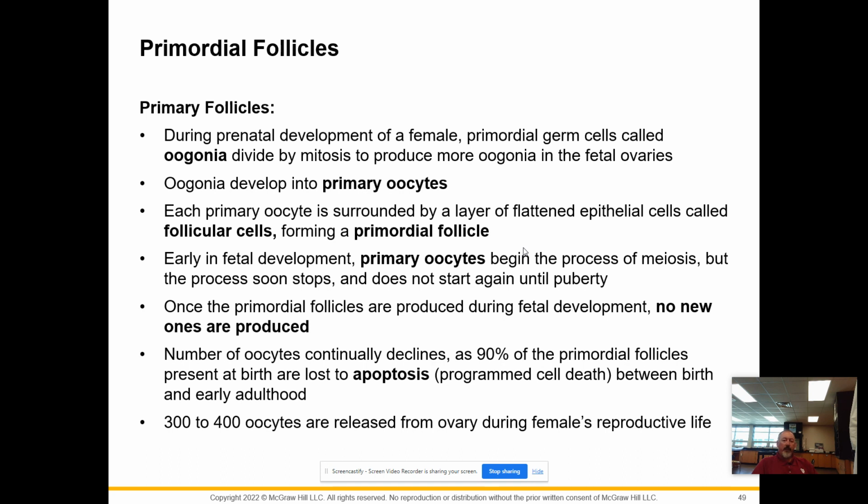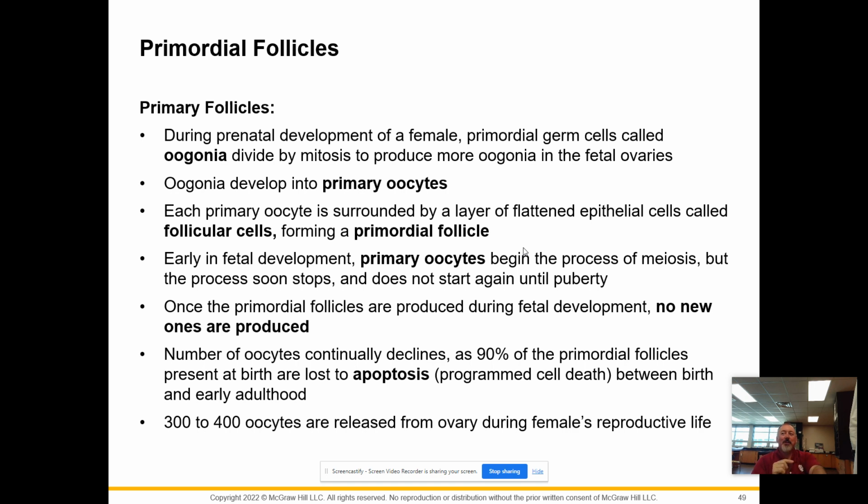During prenatal development, the primordial germ cells called oogonia are going to divide by mitosis into more oogonia in the female ovaries. The oogonia develop into the primary oocytes. At this point, it pretty much gets to the point of, all right, we've made enough of these primary oocytes, and this is fetal development. And it says we've got enough. Let's just wait. Let's just wait. And then they don't continue more development until puberty, when you start actually ovulating those.